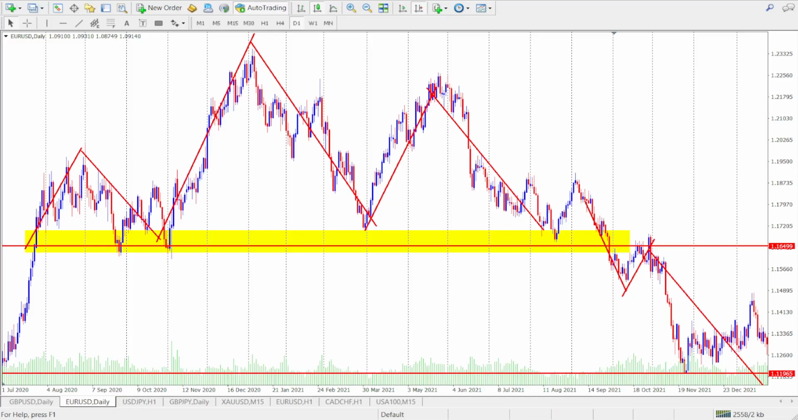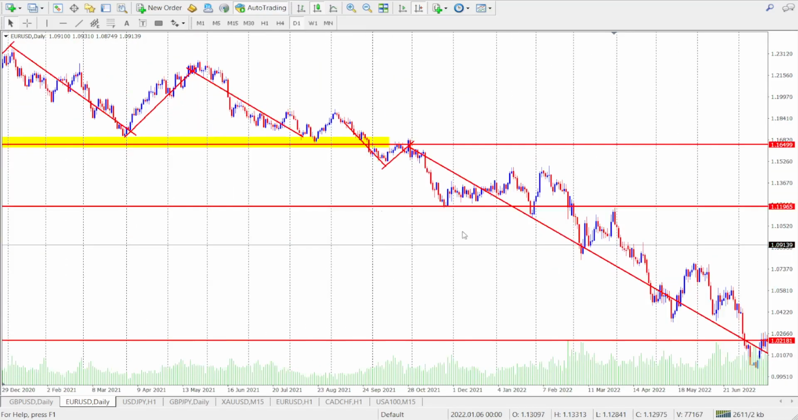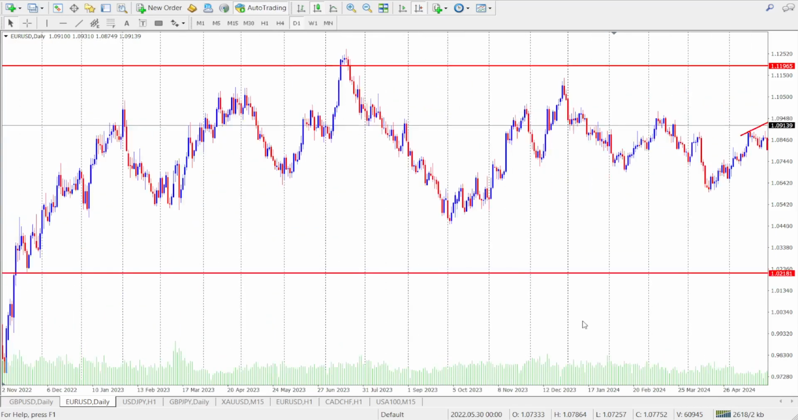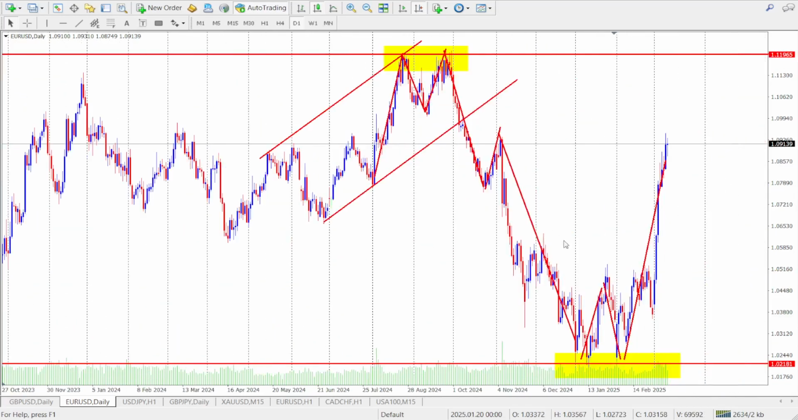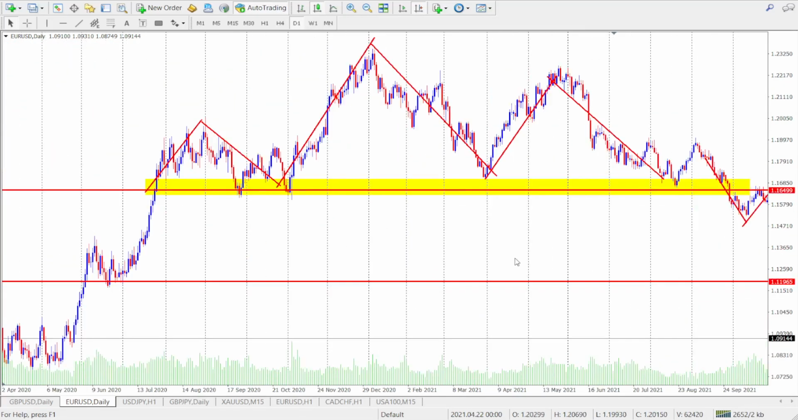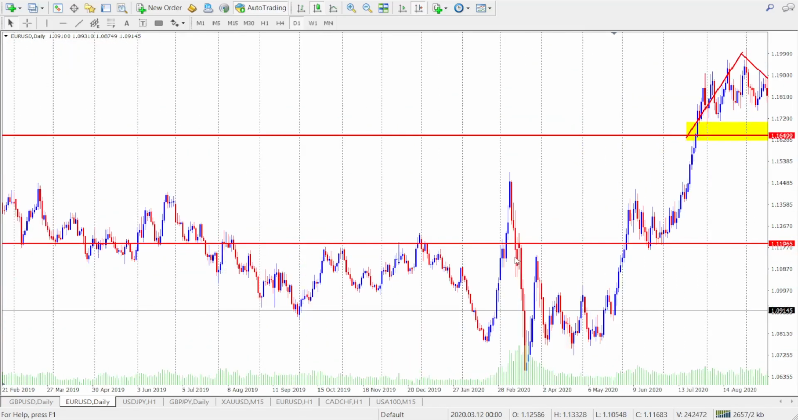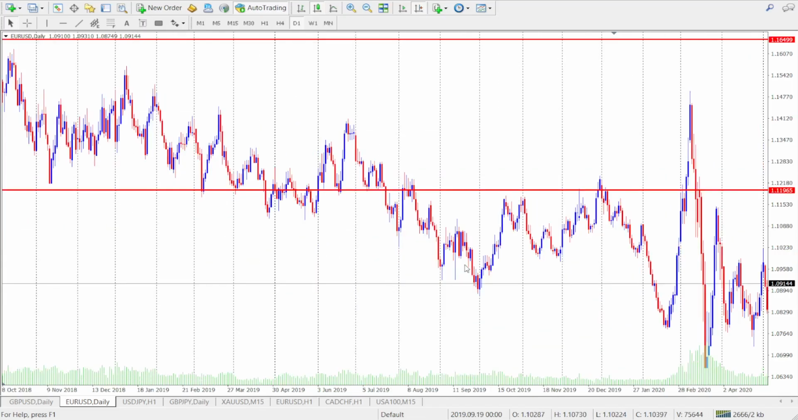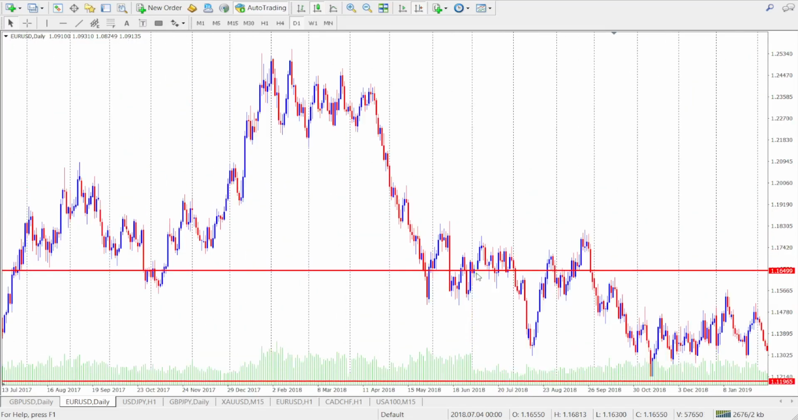Then we also have triangles. There are ascending triangles, descending triangles, and symmetrical triangles. These are continuation patterns. We just talked about reversal patterns, the head and shoulders and the double top and double bottom. Triangles are continuation patterns that indicate market consolidation before a breakout. Let's see if we can find such an example.